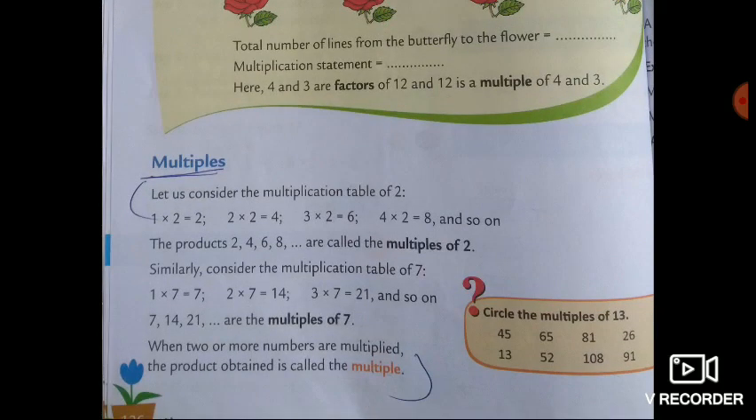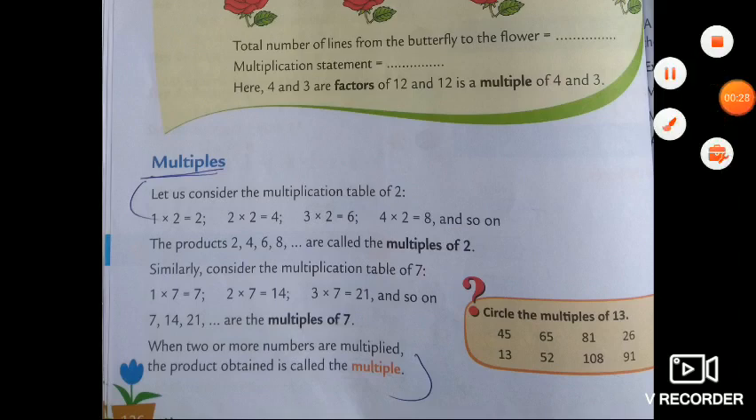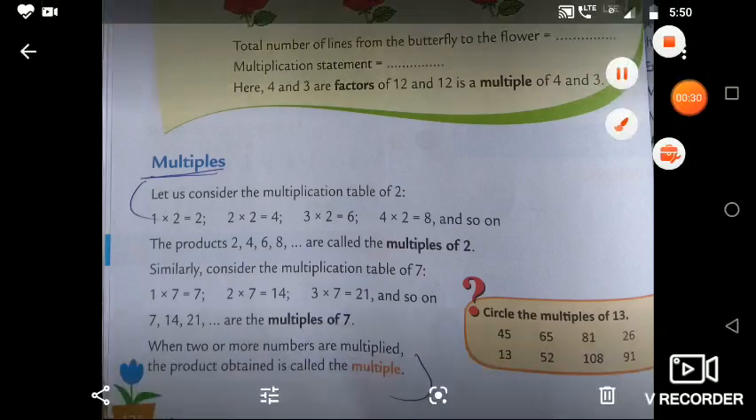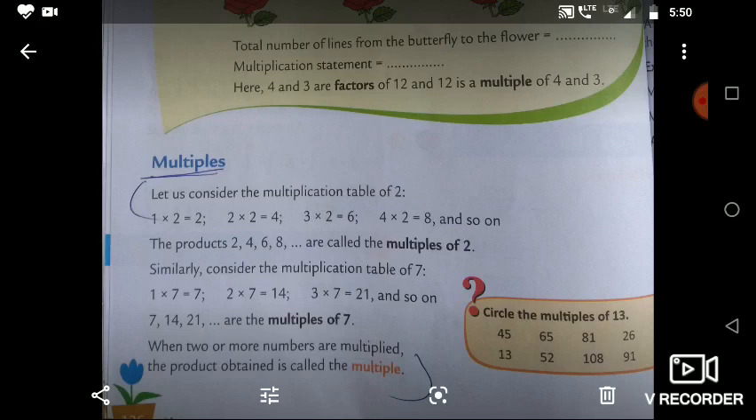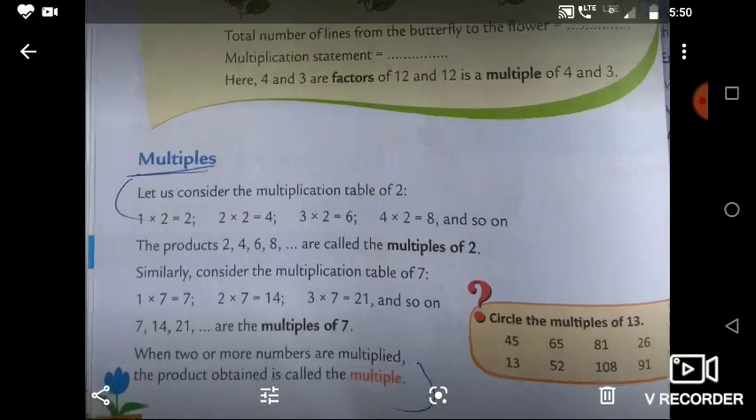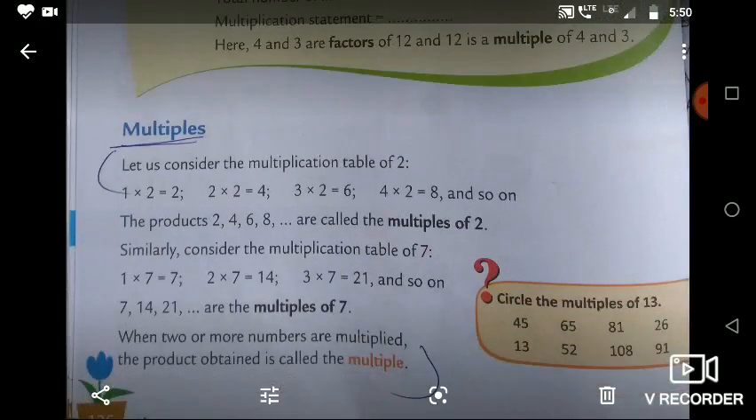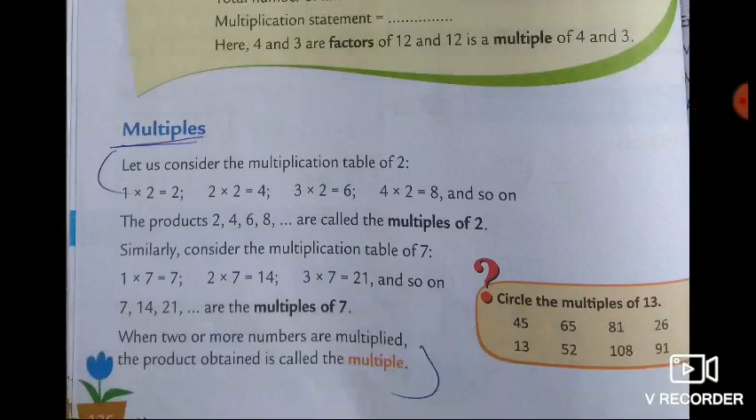First, let us consider the multiplication table of 2. 1 into 2 equals 2, 2 into 2 equals 4, 3 into 2 equals 6, and 4 into 2 equals 8, and so on. All these are multiples of 2. Thus, the products 2, 4, 6, 8 are the multiples of 2. Like this, we find the multiples of 2.